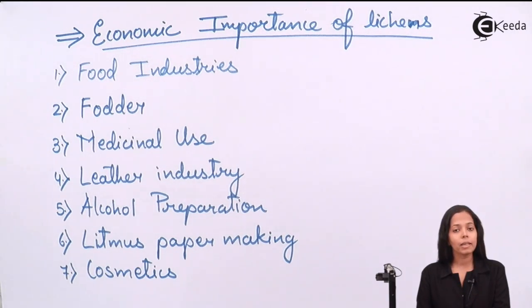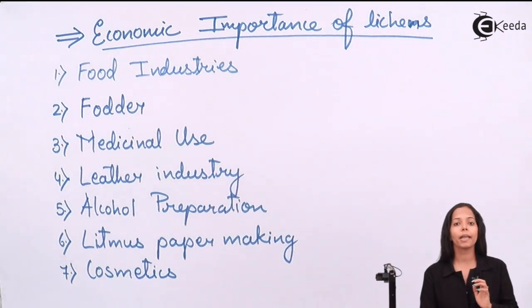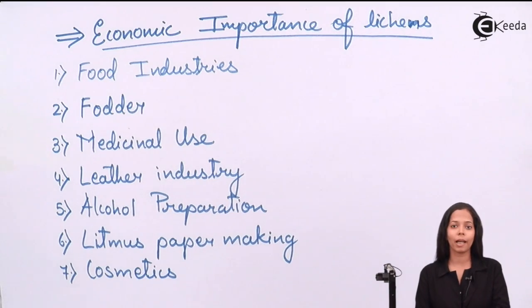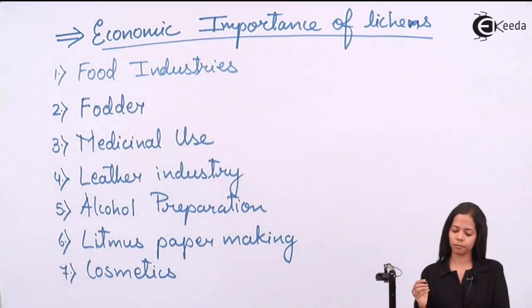So, lichens are used basically in making chocolates and pastries. The surface of chocolates and pastries is made silky and soft because of lichen. Now, which lichens are used in chocolate and pastries? The names of the lichens are Lecanora and Parmelia.